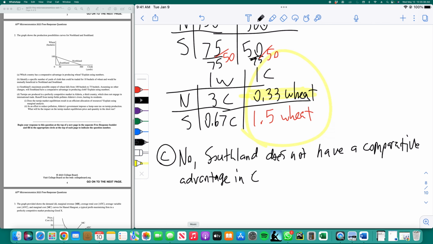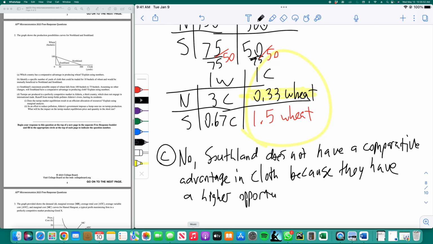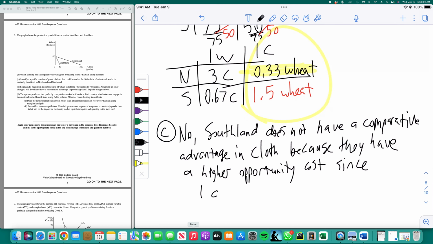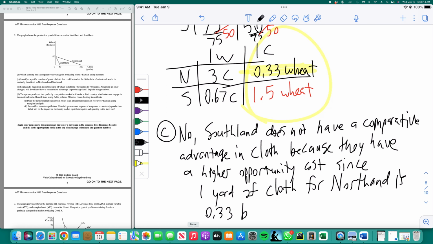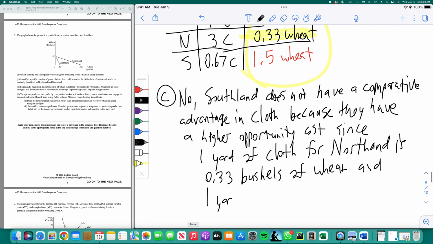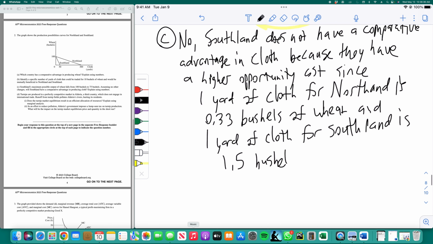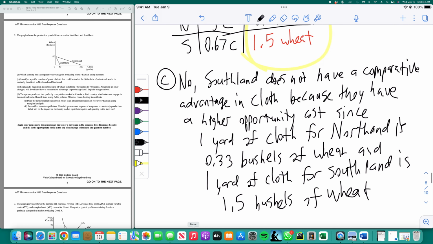in cloth because they have a higher opportunity cost, since 1 yard of cloth for Northland is 0.33 bushels of wheat and 1 yard of cloth for Southland is 1.5 bushels of wheat. That is the explanation that I would give for this question.